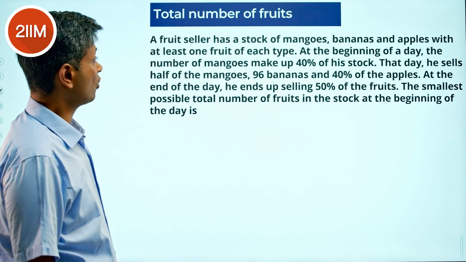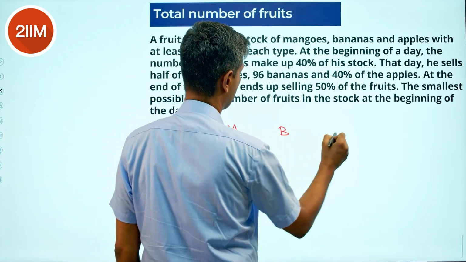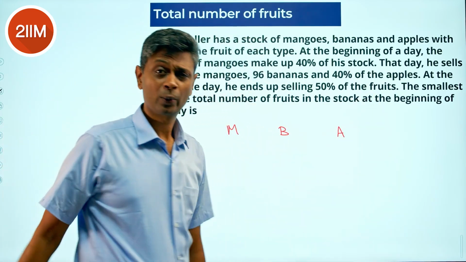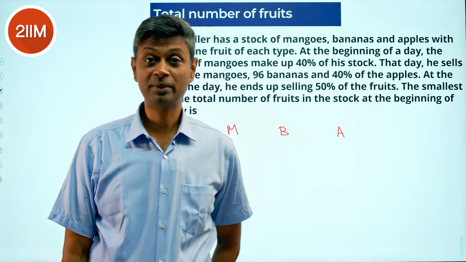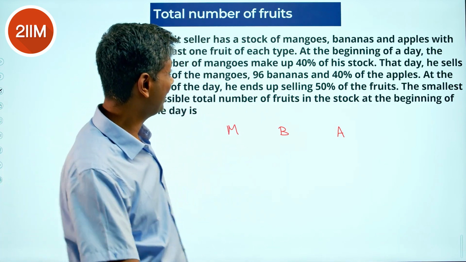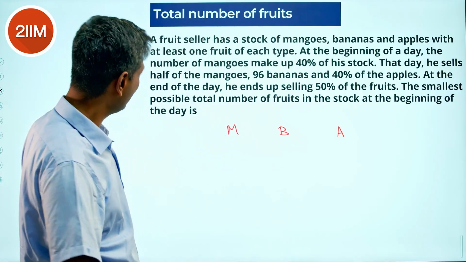A fruit seller has a stock of mangoes, bananas and apples. So mangoes, bananas and apples. Right. Quite appropriate for the people writing this exam. It stands for Masters in Business Administration. Right. I didn't notice it the first time I was doing this question. But anyway, let's carry on. At least one fruit of each type.